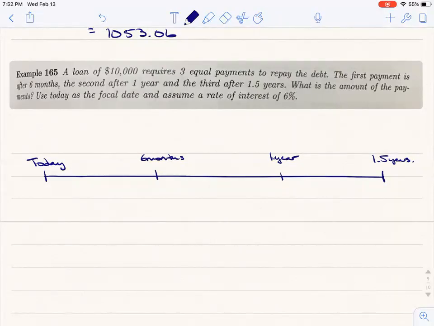We don't know the payment amounts, but that's what we're trying to solve for, right? So typically, whatever we're trying to solve for, we just use an X. So I'm just going to use x, x, x, because as long as I use the same values, X is the same as X is the same as X. And that's what's going to make sure that I have the same equal payments.